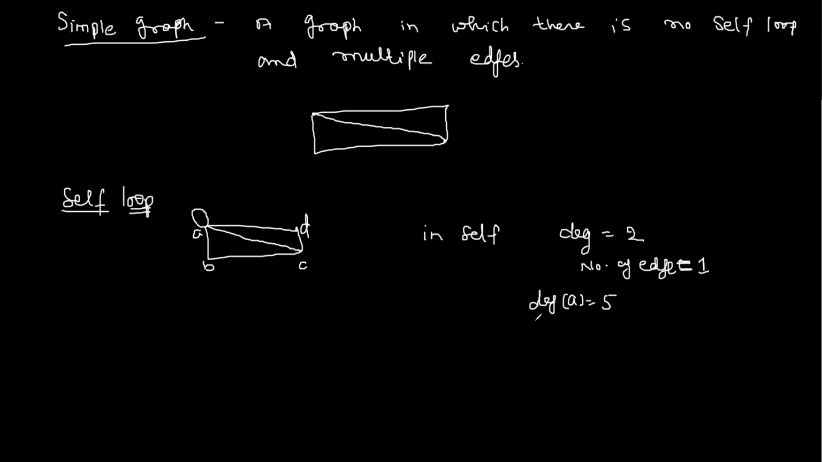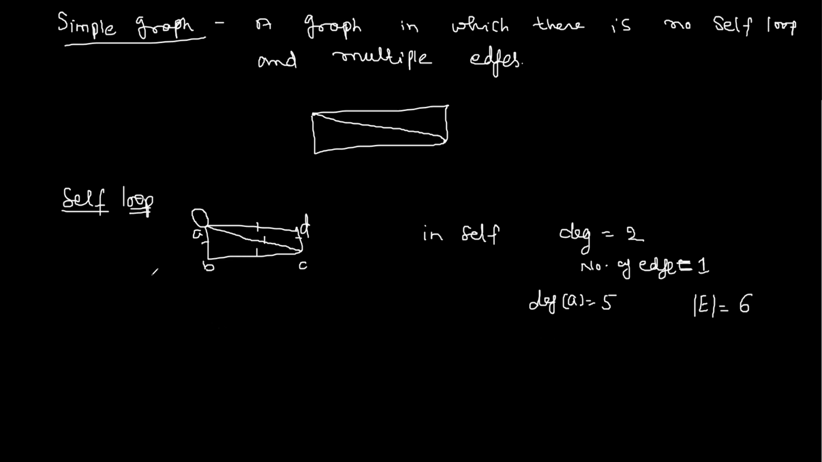How many edges are there in this graph? Count: 1, 2, 3, 4, 5, and 1 is the loop. 6. Okay? This is called a self loop.